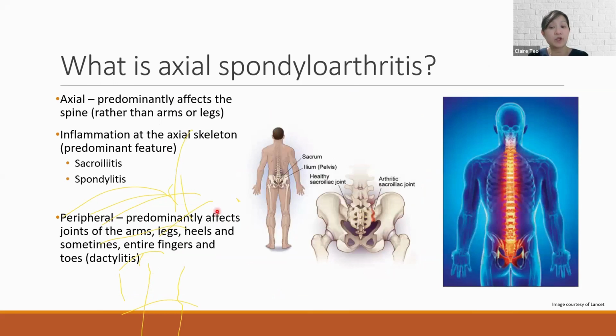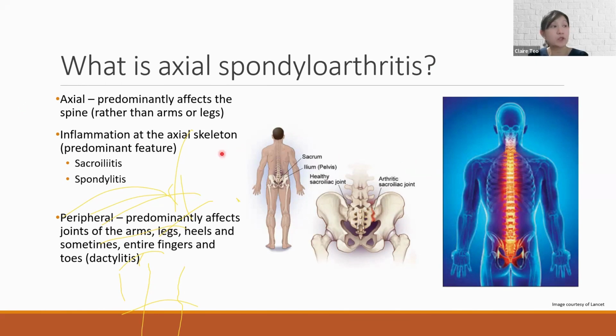In axial spondyloarthritis, the spine is predominantly affected rather than the joints in the arms or the legs. The inflammation at the axial skeleton can occur at the sacroiliac joint, which is this joint that connects the bottom of the spine to the pelvic bone, and this is known as sacroiliitis when there's inflammation in this joint. Or it can also occur in the vertebra, which is the bones of the spine, and this is what we refer to as spondylitis.